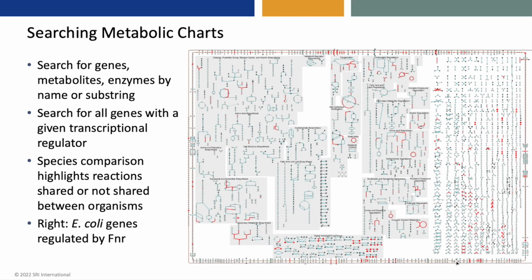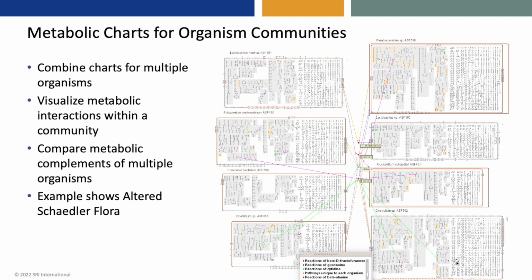We can move the diagram around, zoom in on other regions, and perform search. The search commands cover searches for genes, metabolites, etc. And in this particular diagram on the right, what we've done is to search for all E. coli genes regulated by the FNR transcriptional regulator, which is an oxygen-related regulator. We can also use similar commands to perform species comparisons to highlight reactions that are shared or not shared between specified organisms. Now, if we have pathway genome databases for every organism in a microbial community, we can create this kind of diagram which shows the cellular overviews for every organism in the community. Here we're showing the altered Schaedler flora, which is a mouse microbiome, and we've highlighted in different colors the pathways that are unique to each organism in the community.